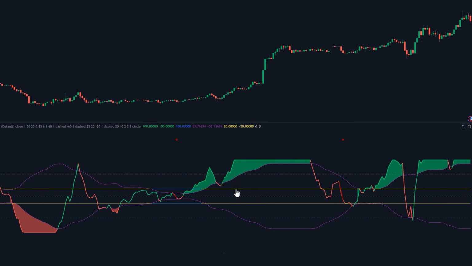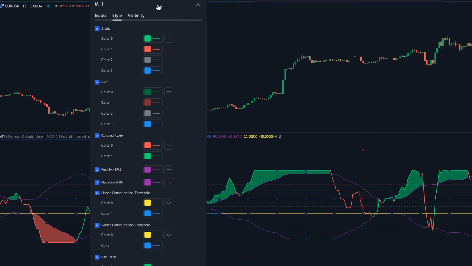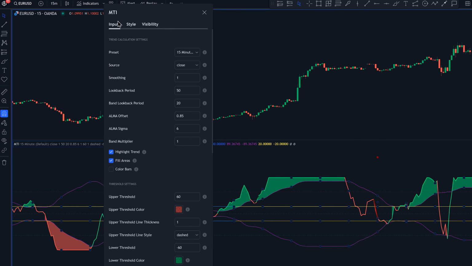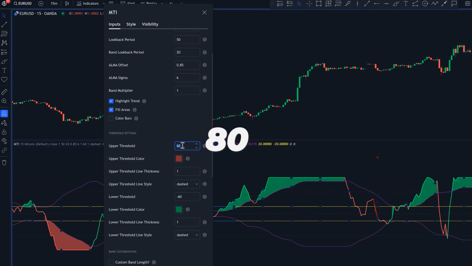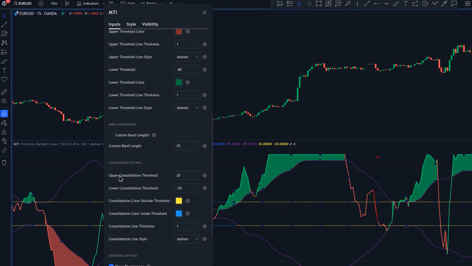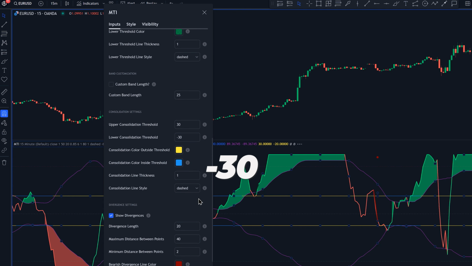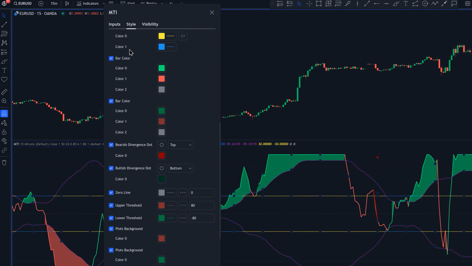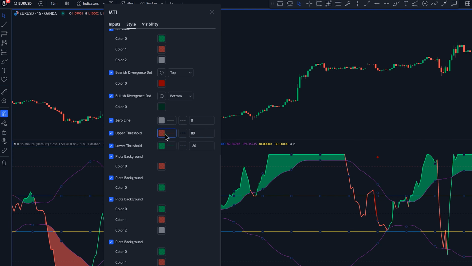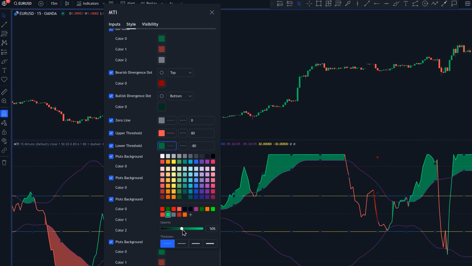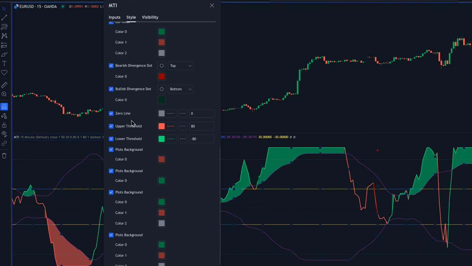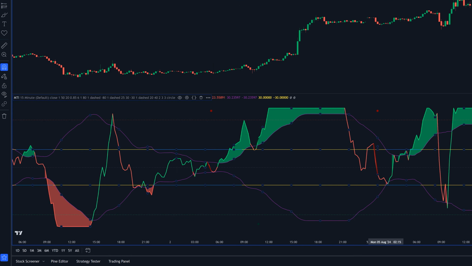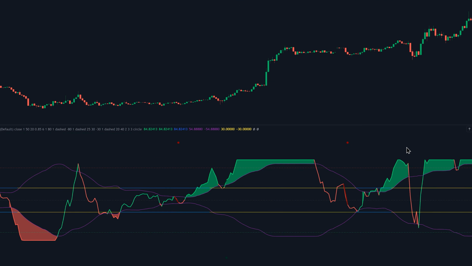Now, let's access the settings of this indicator so we can change some settings. On the Inputs tab, we want to change the upper threshold to 80 and the lower threshold to minus 80. Then scroll down here and change the upper consolidation threshold to 30 and the lower consolidation threshold to minus 30. And then on the Style tab, you want to scroll all the way down here and increase the opacity of the upper threshold to 100%. For the lower threshold, you want to do the same. Increase the opacity to 100%. After that, click OK. Now, let's go over how we can use this indicator to trade.